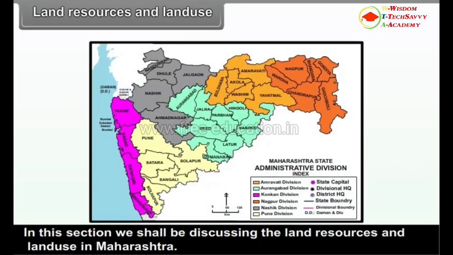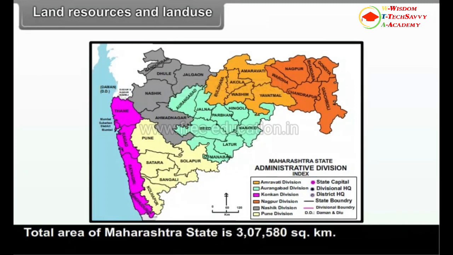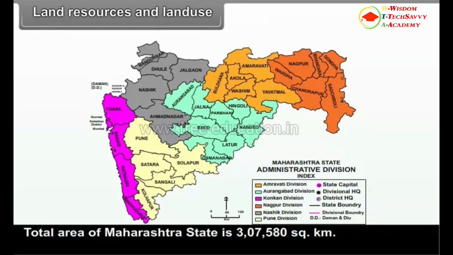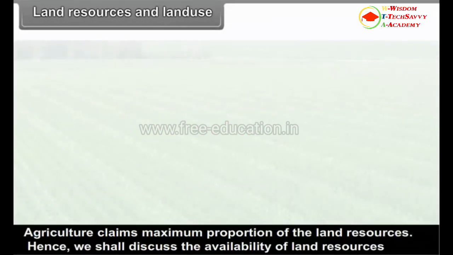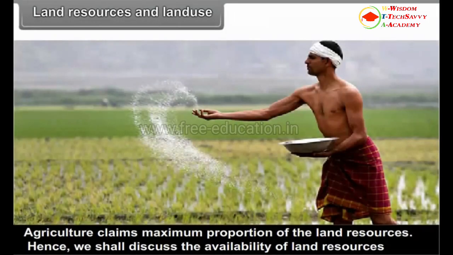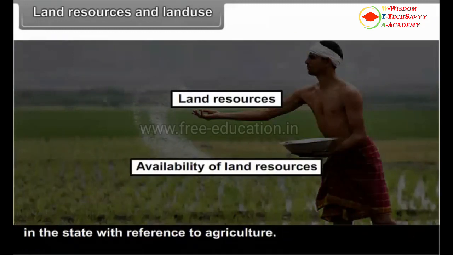Land resources and land use. In this section, we shall be discussing the land resources and land use in Maharashtra. The total area of Maharashtra state is 3,07,580 square kilometers. Agriculture claims the maximum proportion of the land resources. Hence, we shall discuss the availability of land resources in the state with reference to agriculture.